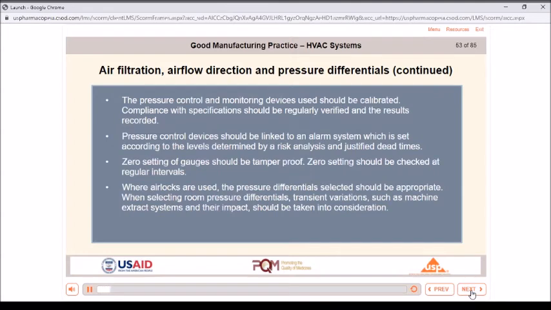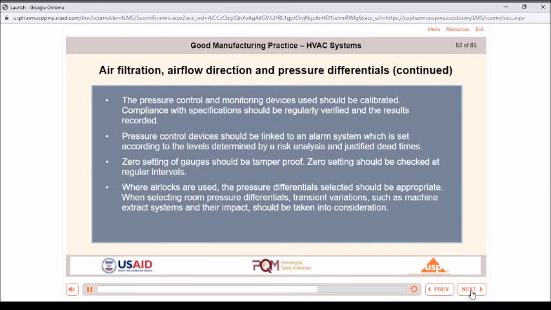Air filtration, airflow direction, and pressure differentials continued. The pressure control and monitoring devices used should be calibrated. Compliance with specifications should be regularly verified and the results recorded. Pressure control devices should be linked to an alarm system which is set according to the levels determined by a risk analysis and justified dead times. Zero setting of gauges should be tamper-proof. Zero setting should be checked at regular intervals.